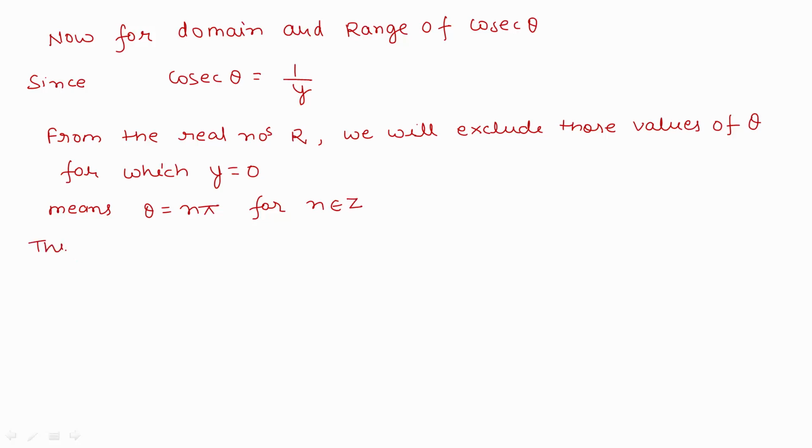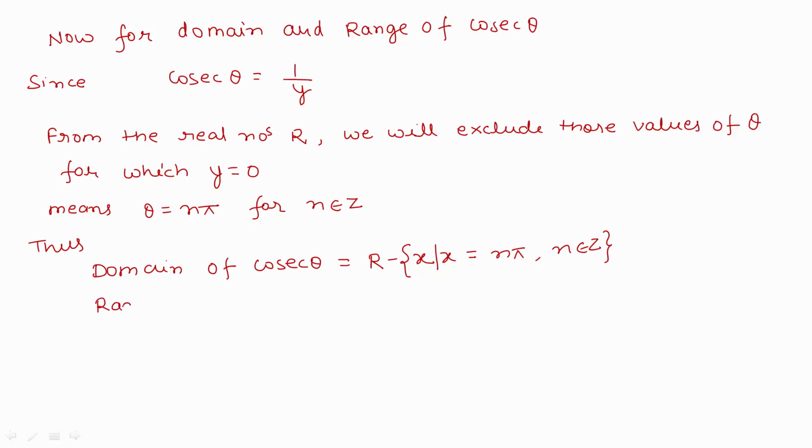Thus the domain of cosec theta is the entire set of real numbers minus those values for which theta is equal to n pi, where n belongs to Z. And the range of cosec theta is y greater than or equal to 1, or y less than or equal to -1, for the same reason as we defined for secant theta.